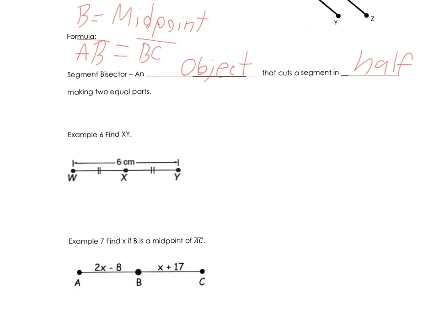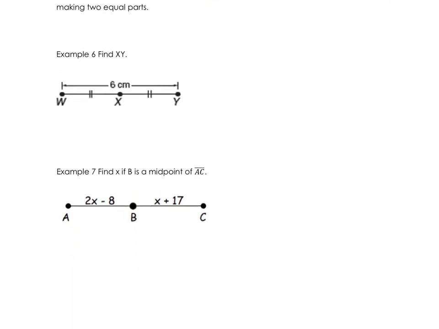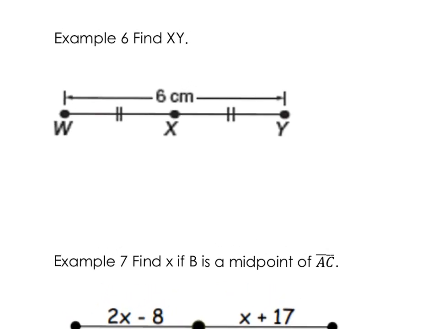So, example 6. We want to find X and Y. And folks, there was this problem on Tuesday with this. Now we're seeing it again. We know the full length of W to Y is 6 centimeters. We want to find the individual component of XY. Well, XY has this double line here. WX has this double line here, which means that segment WX is the same length as segment XY. We don't know what that length is.